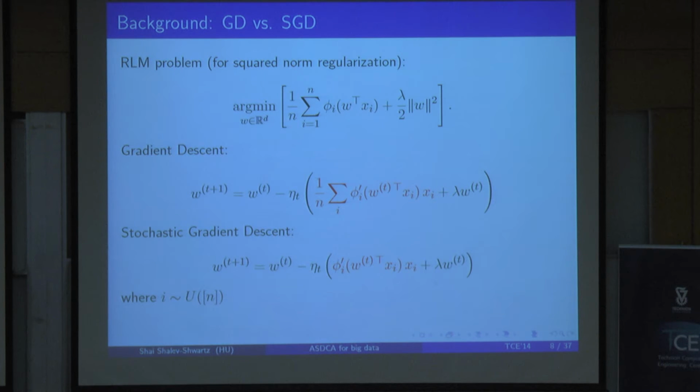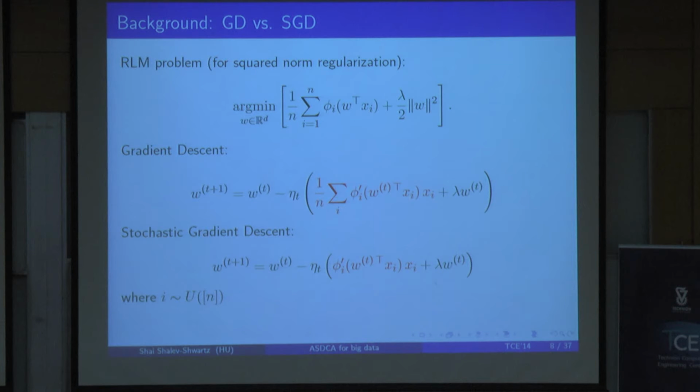Simple thing to see is that the gradient of the loss part is the average of the individual gradients for each phi_i, which I denote by phi prime i. And the gradient of the regularization part is simply lambda times w. So we take our w and subtract the gradient, scaled by some scalar eta_t that can change along the optimization process. This is a very well-known algorithm, gradient descent.